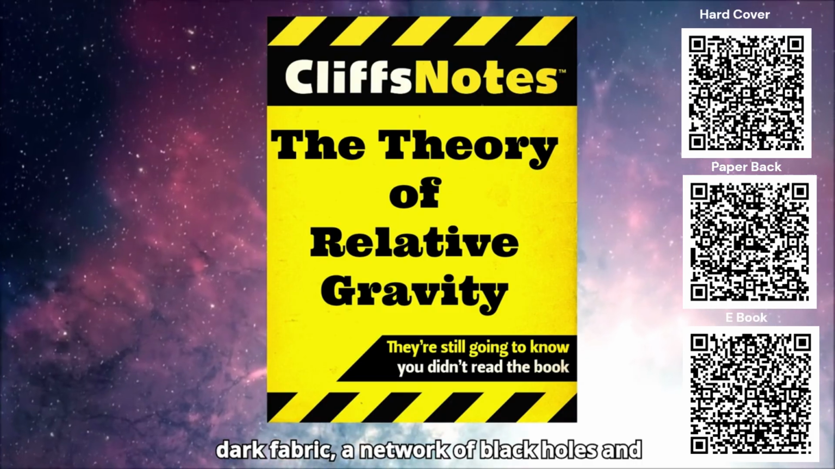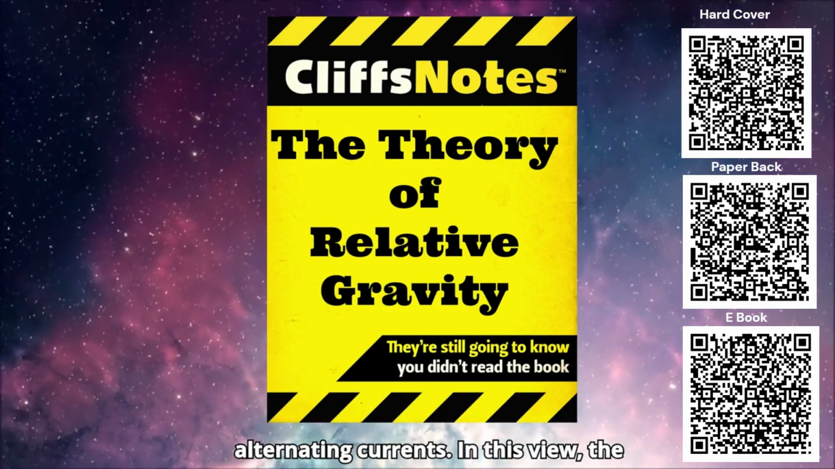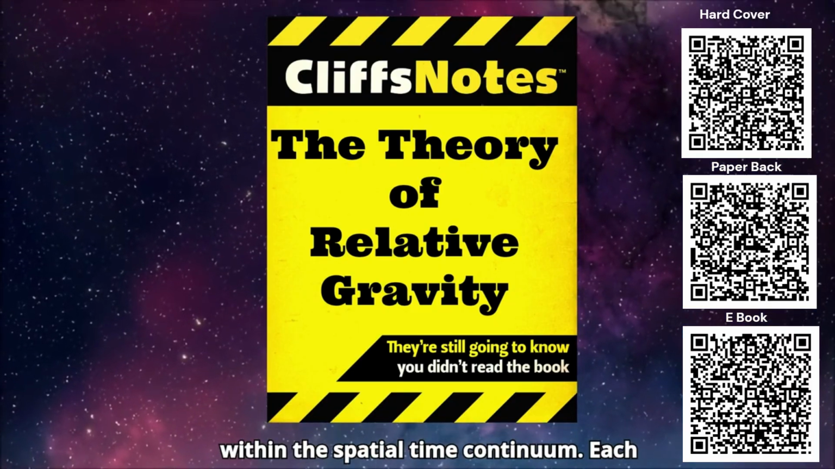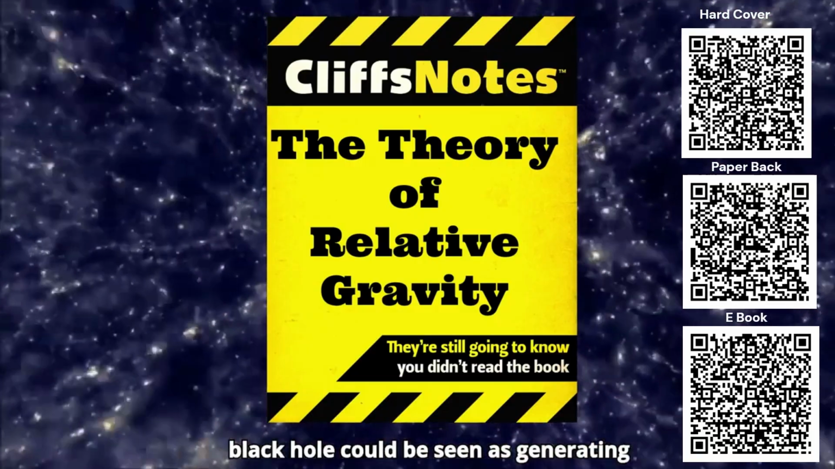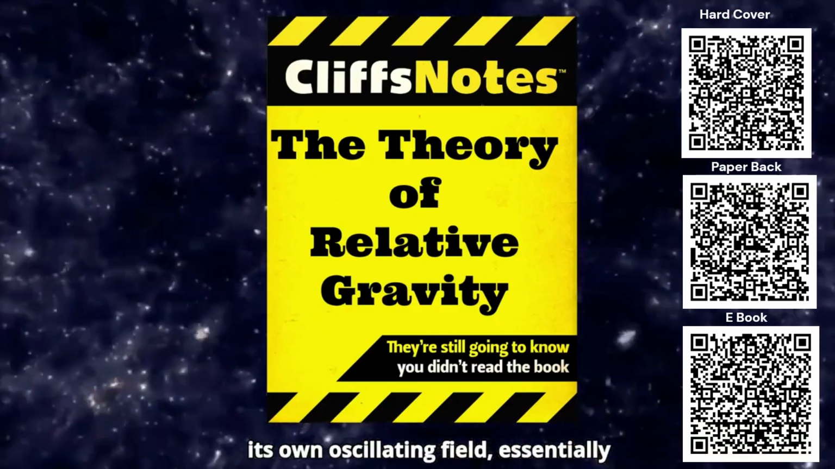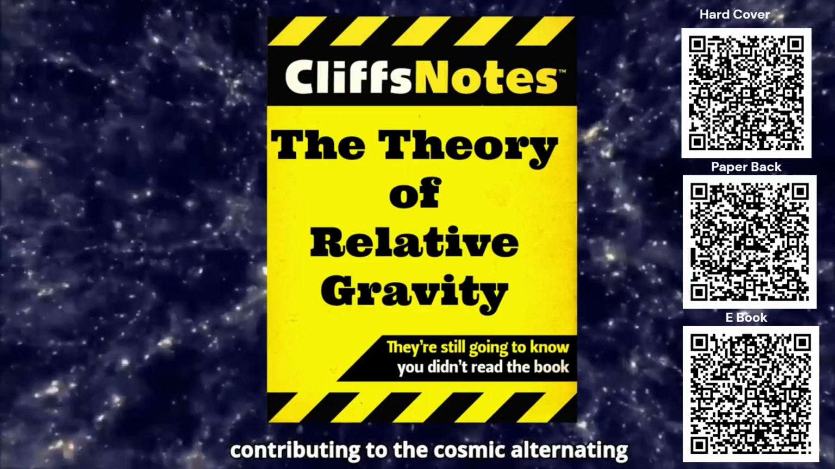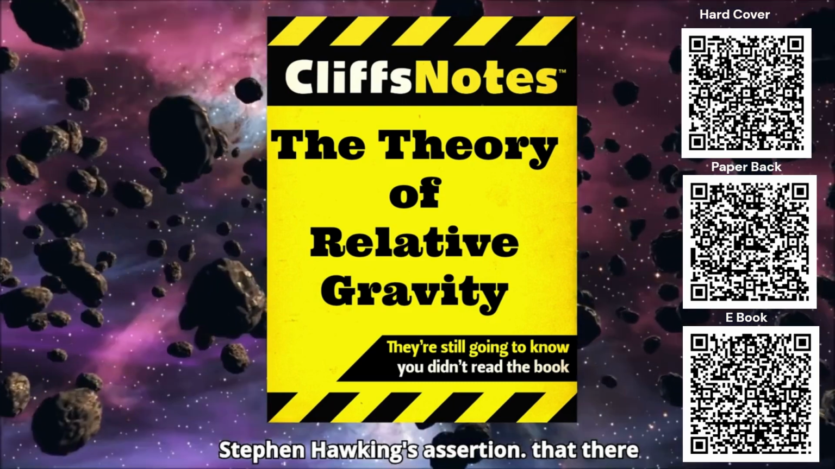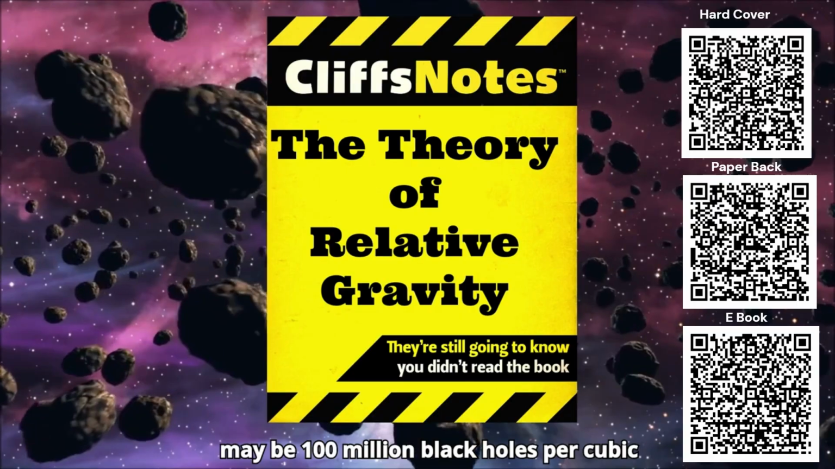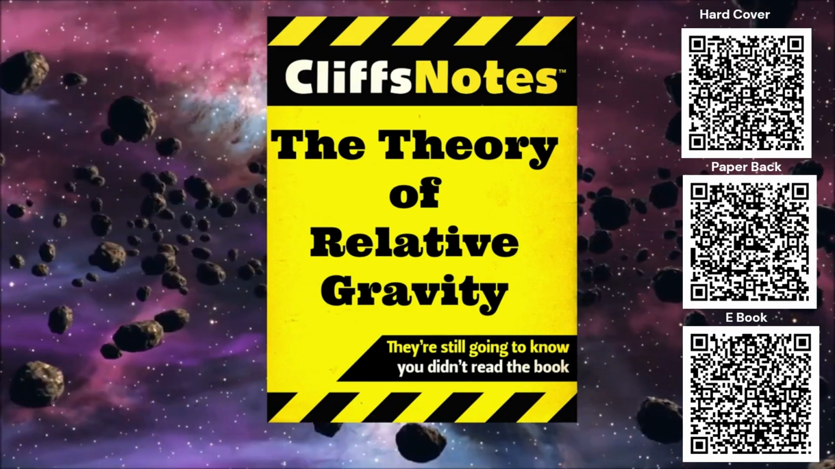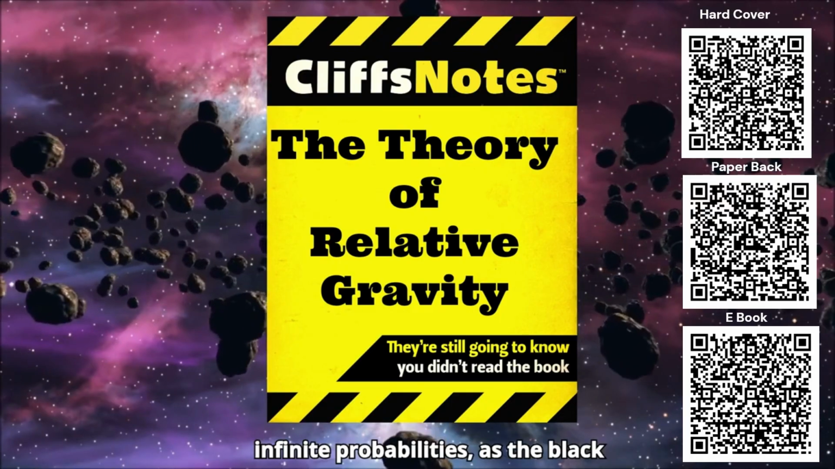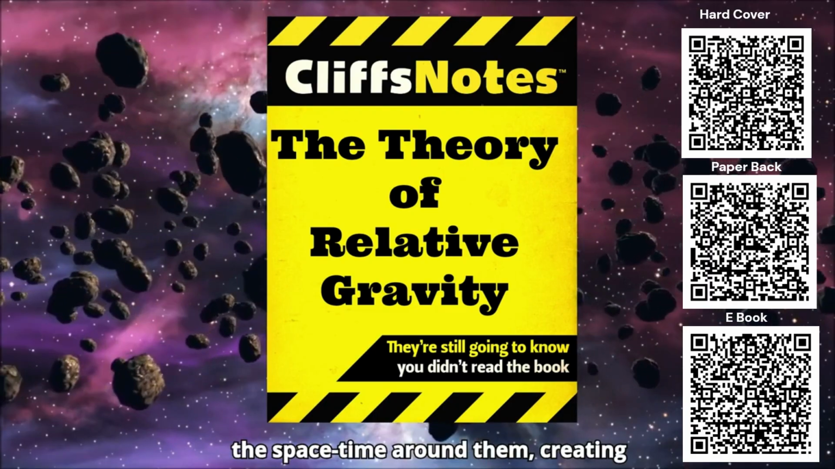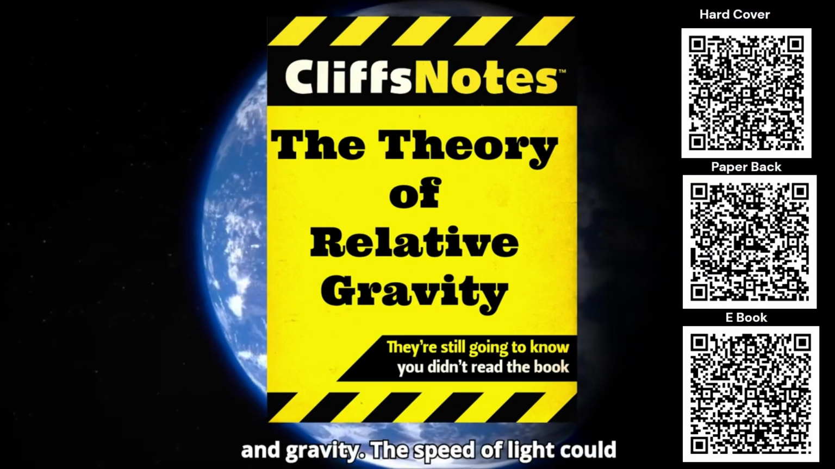The dark fabric, a network of black holes and alternating currents. In this view, the dark fabric of the universe is composed of black holes that act like alternators within the spatial-time continuum. Each black hole could be seen as generating its own oscillating field, essentially contributing to the cosmic alternating current that weaves the fabric of the universe together. This idea echoes Stephen Hawking's assertion that there may be 100 million black holes per cubic light-year in the observable universe. The dark fabric is characterized by infinite probabilities, as the black holes within it continually interact with the space-time around them, creating alternating currents of energy, matter, and gravity.